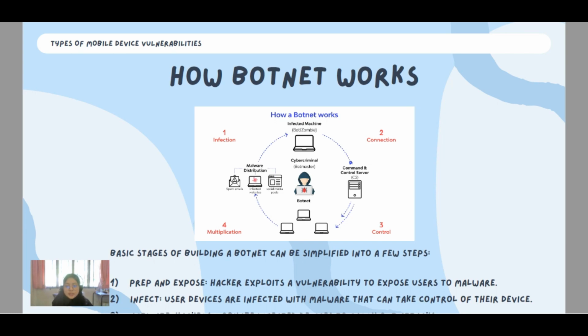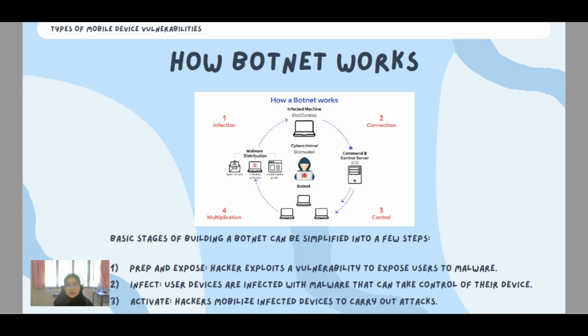So how does a botnet work? The basic stages of building a botnet can be simplified into a few steps. First, prep and expose. A hacker exploits a vulnerability to expose users to malware. Second, infect. User devices are infected with malware that can take control of their device. Third, activate. Hackers mobilize infected devices to carry out attacks.